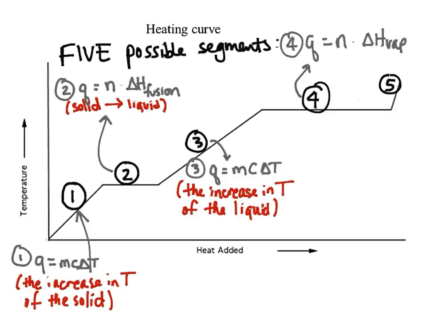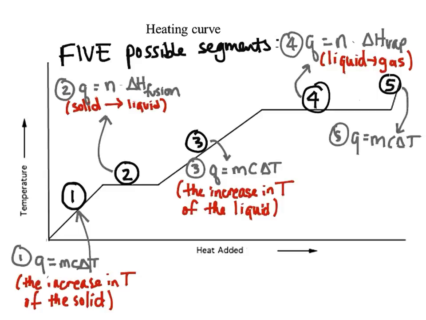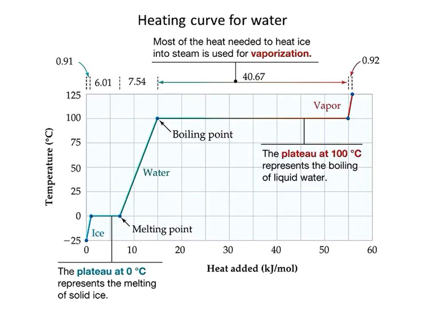The fourth segment, you're causing vaporization, so the heat would be calculated using moles and the heat of vaporization, which would be given to you. And the last segment is again Q equals mc delta T. The mass will be the same, but the specific heat will be different for the gas than it was for the liquid or the solid.